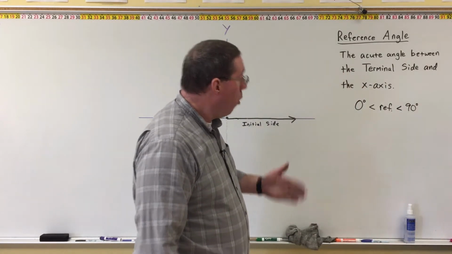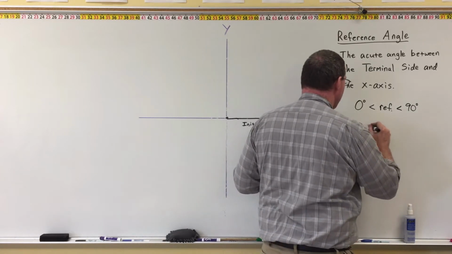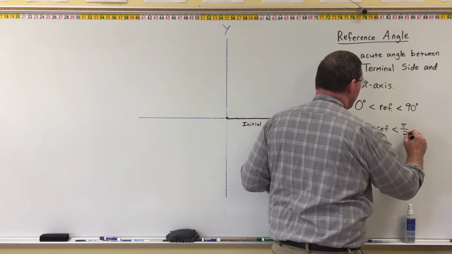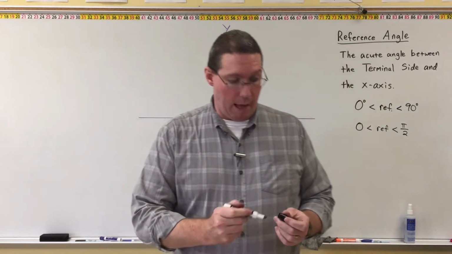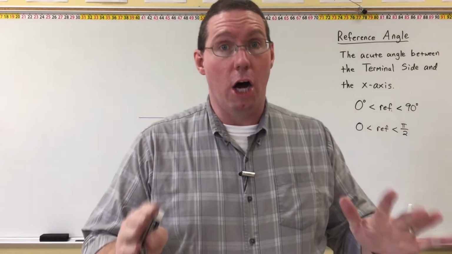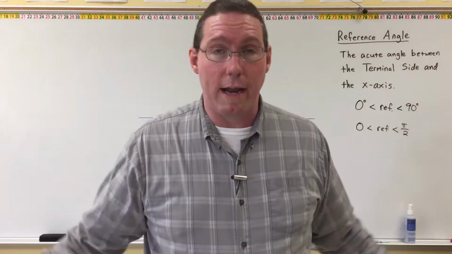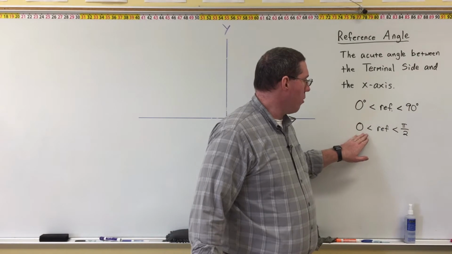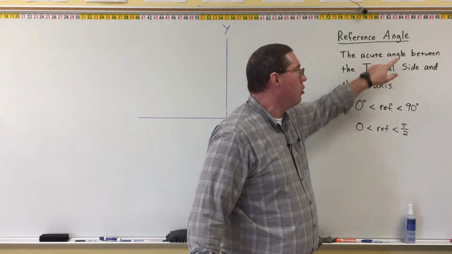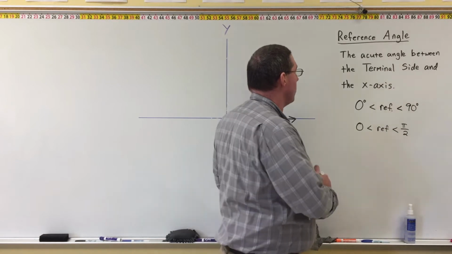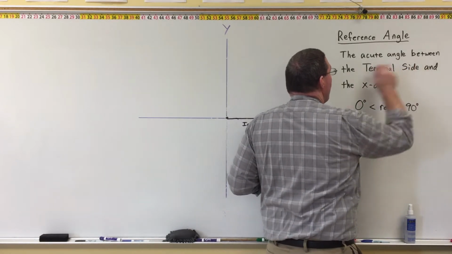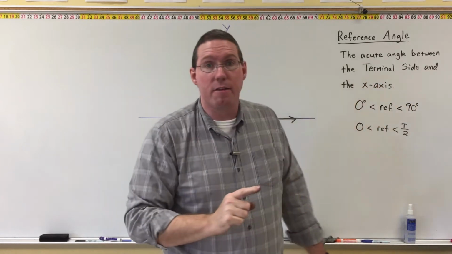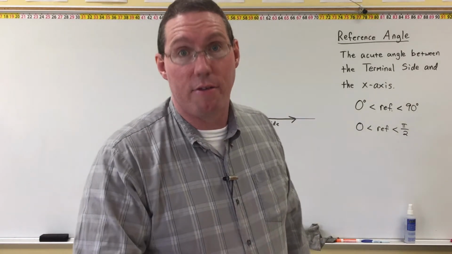Okay? Or if you're giving it in radians, it has to be larger than 0 and less than pi over 2. So, if I ask you for a reference angle and you're about to write down 125 degrees, it is already wrong. It has to be a number that falls between 0 and 90 degrees or 0 radians and pi over 2 radians because it has to be an acute angle. Well, where is this acute angle? All right, well, the reference angle is the acute angle that's between the terminal side and the x-axis. And when I say the x-axis, I mean the closest x-axis.